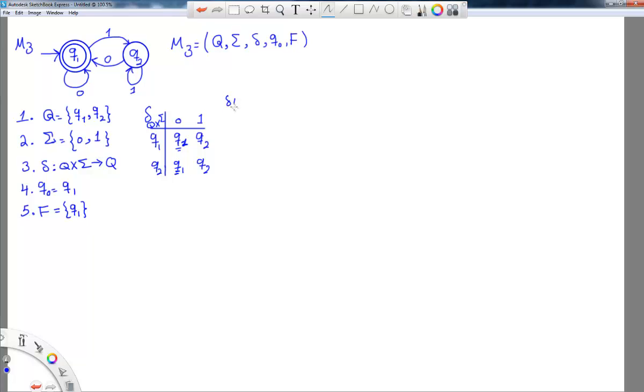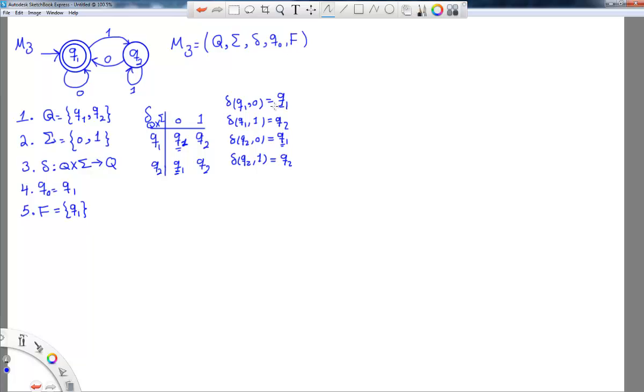Alternatively, we can represent our delta by just enumerating the transition values. So delta of being in Q sub 1 seeing a 0, delta of being in Q sub 1 seeing a 1, delta of being in Q sub 2 seeing a 0, and delta of being in Q sub 2 processing a 1. According to this transition table as well as the transition diagram, this is going to be Q sub 1, this is going to be Q sub 2, this is going to be Q sub 1, and this is going to be Q sub 2. And again, our accept state is Q sub 1.